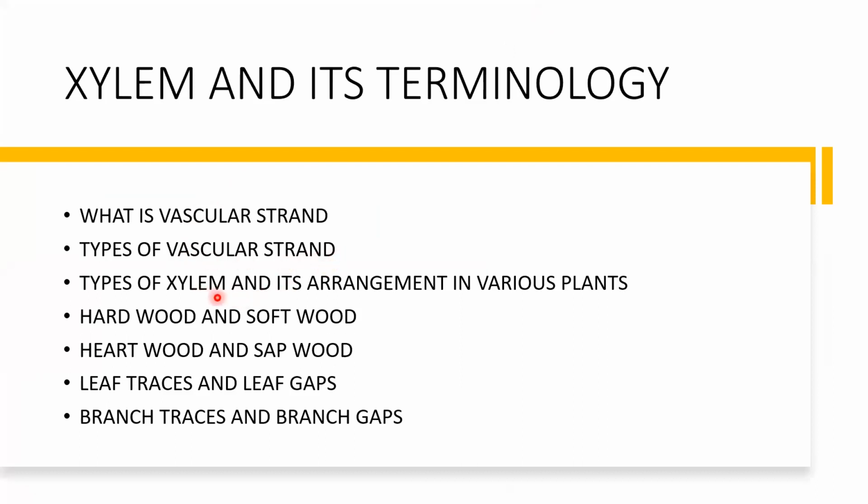present in the vascular strand, how they are arranged in vascular tissue, what is hardwood and softwood, what are the differences between hardwood and softwood, what is heartwood and sapwood, what are the differences between heartwood and sapwood, what are leaf traces and leaf gaps, branch traces and branch gaps.